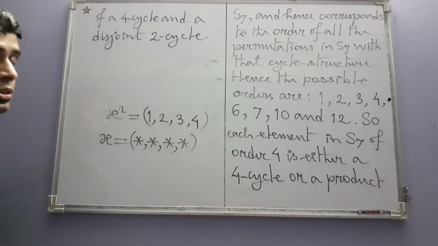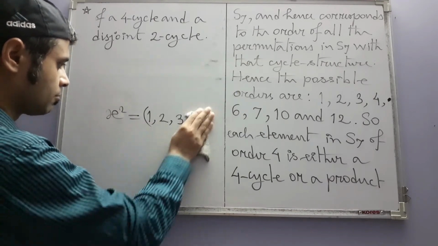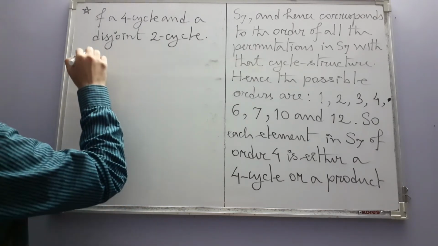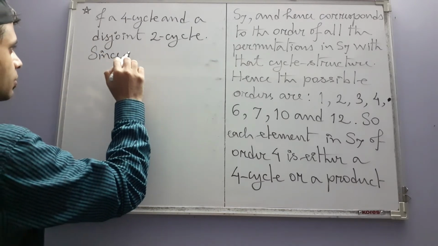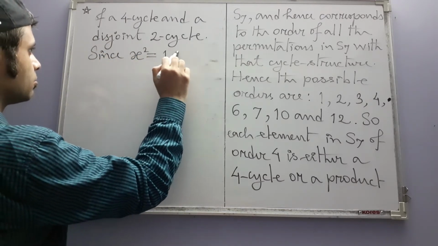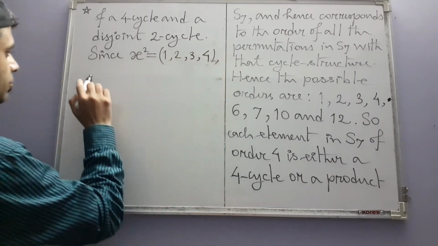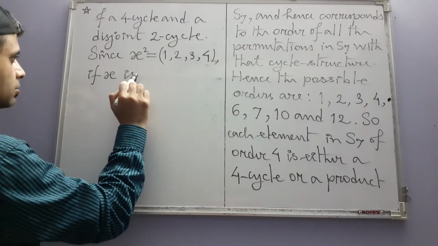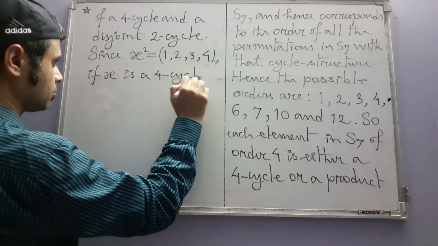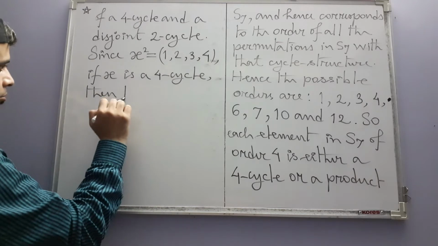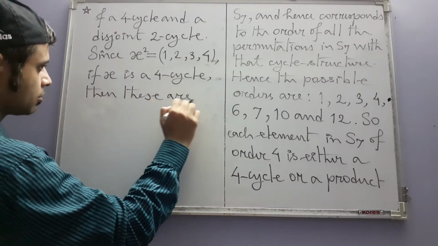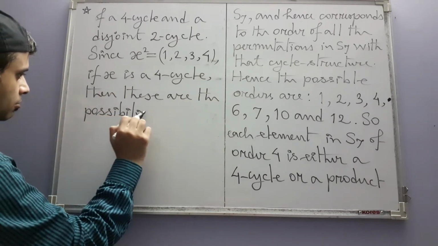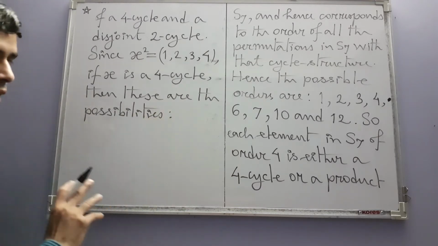Now, how many such 4 cycles are there? Since x square is equal to this, if x is a 4 cycle, then these are the possibilities. We are now actually going to write all the possibilities.